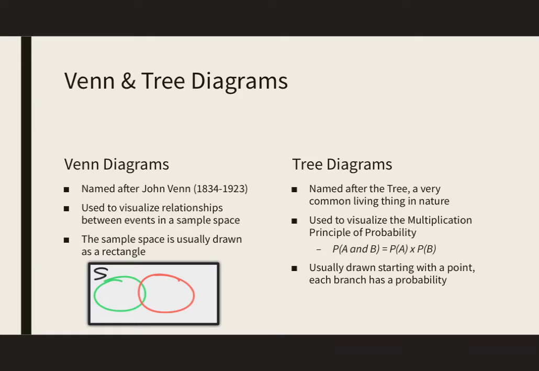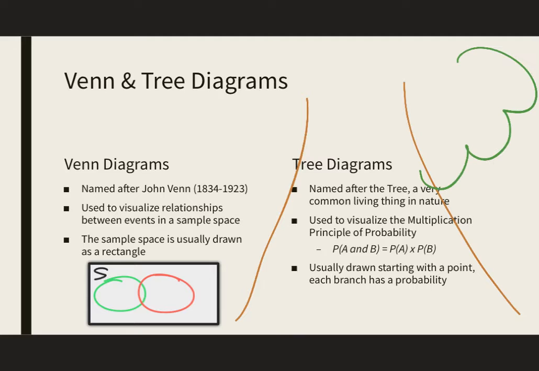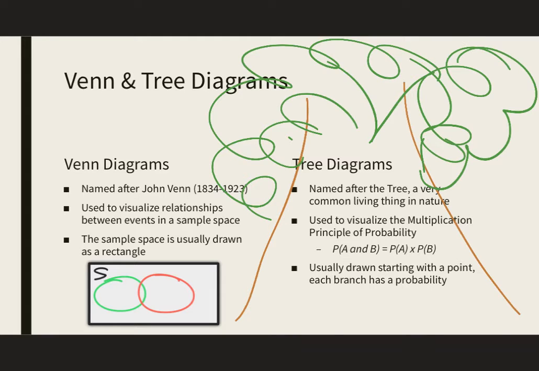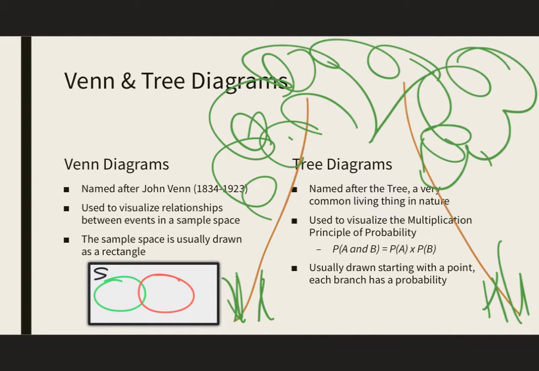Tree diagrams are not named after a human. They're named after the tree, which is found in nature. The tree diagram is used to visualize the multiplication principle of probability. The shortcut prior to this video is whenever you see "and," you multiply the probabilities. But this is the actual principle. You multiply the individual probabilities of each event, in this case A and B.